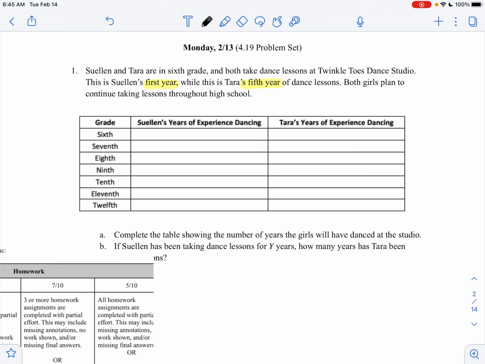That means that during their 6th grade year, which is when they both started dancing, because we know they're currently in 6th grade, during their 6th grade year, Solon has 0 years of experience dancing, and Tara has 4 years of experience dancing.